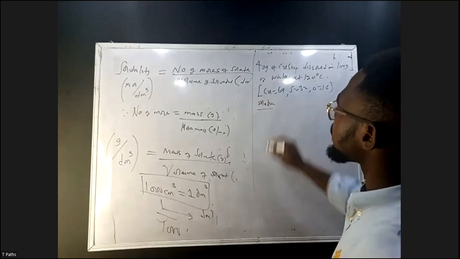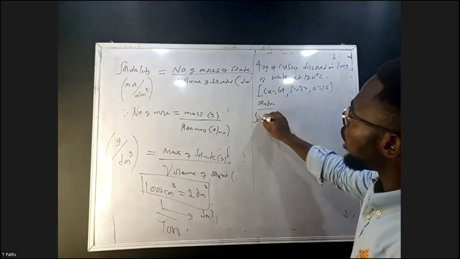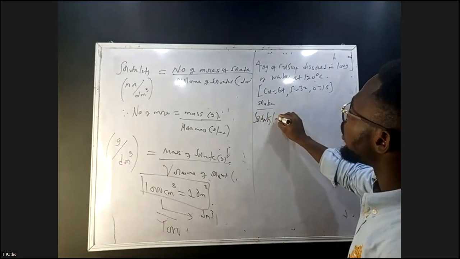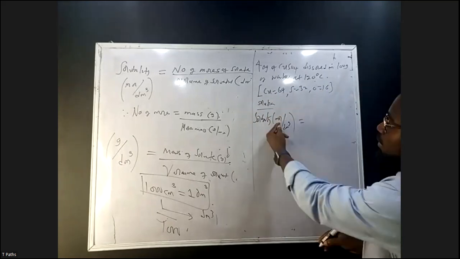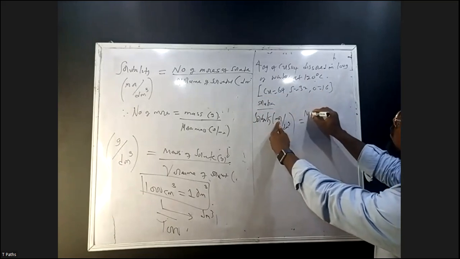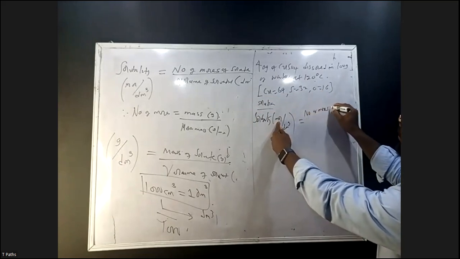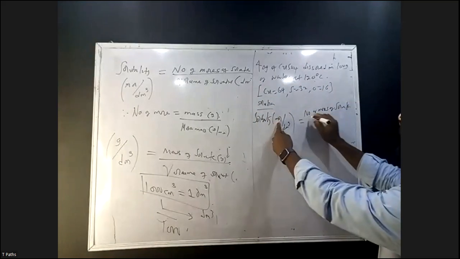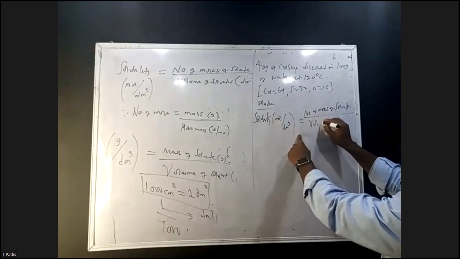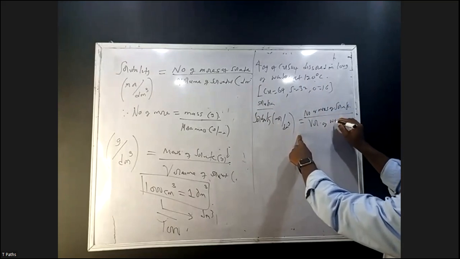So let's look at the solution. Your solubility in moles per dm³ means the number of moles of the solute divided by the volume of the solvent.